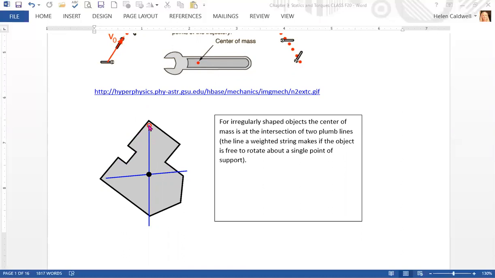So you tie a string to the nail with a weight on the end of the string and it comes straight down and we trace out the line. That's what this blue line is. If we took this same object and maybe secured it from this little place right here, we'd have to change it around. When we drop the plumb line, this blue line would be the plumb line. Where those two lines cross each other is the center of mass for this object.